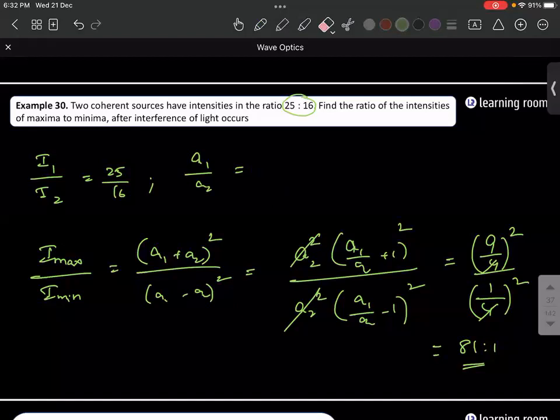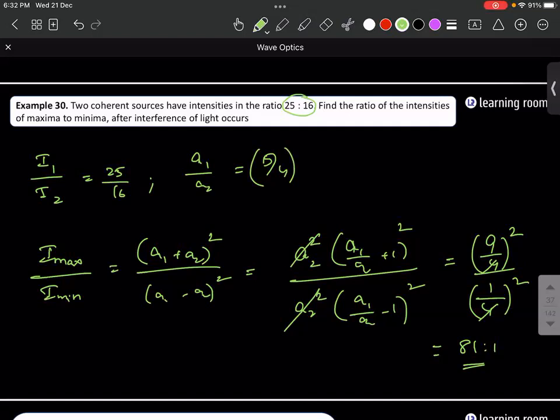Sir, in this question, why, like, if we do A1 plus A2, say we take x as the multiplication factor, and we do it as 5x plus 4x upon 5x minus 4x. So it's (9x) the whole square upon x the whole square. So 81. Can we do that? You can do that. Okay, sir.